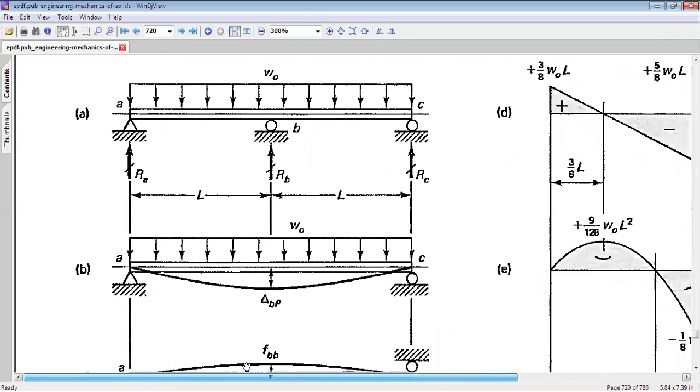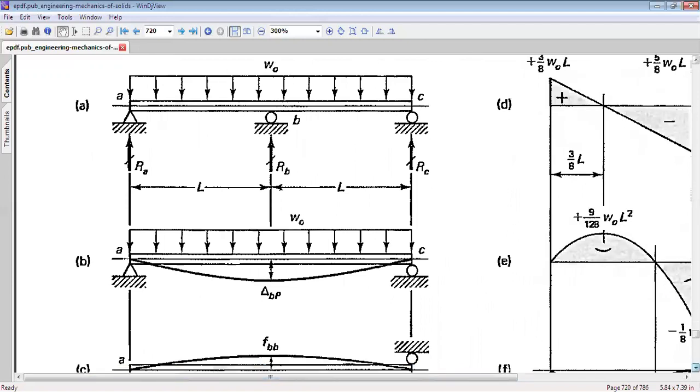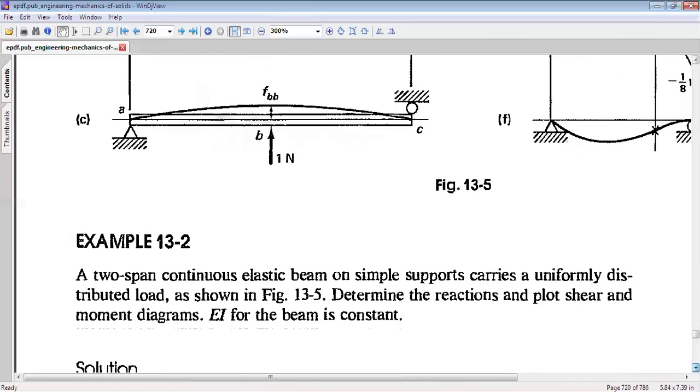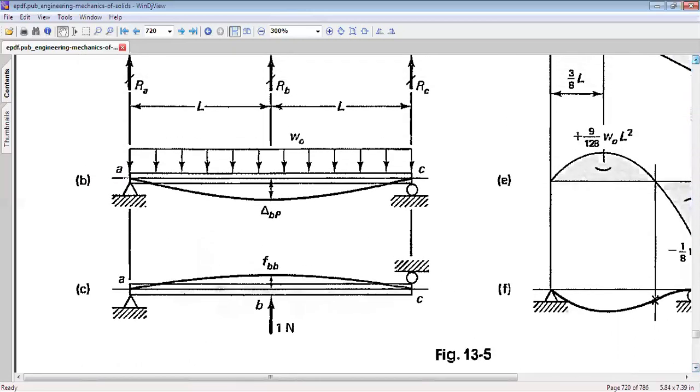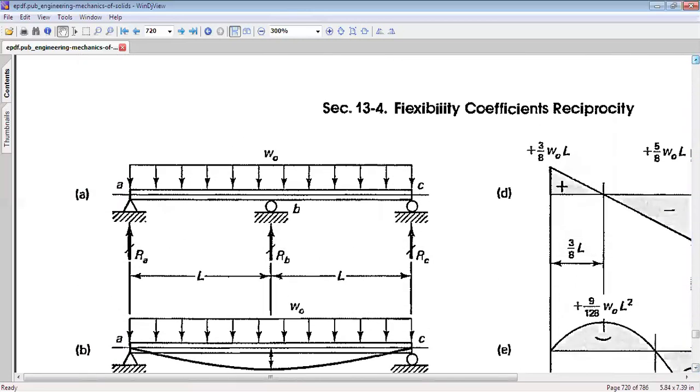Now we have another example in front of us. This is a two-span continuous elastic beam on simple supports, carrying a uniformly distributed load as shown in figure 13.5. We have to determine the reactions and plot shear and bending moment diagrams. EI for the beam is constant. So this is the beam, and this beam is experiencing reactions RA, RB, and RC.